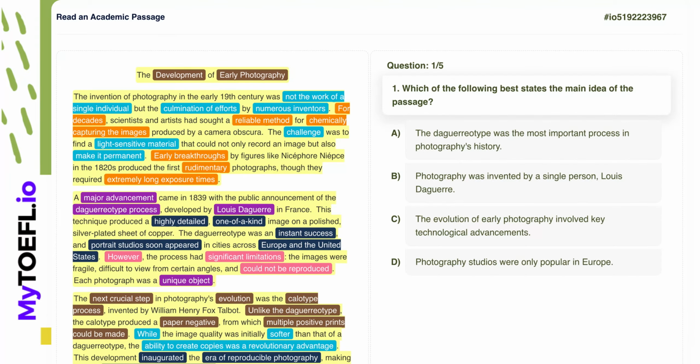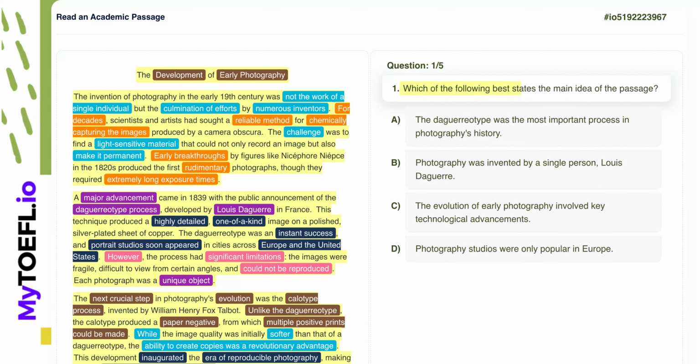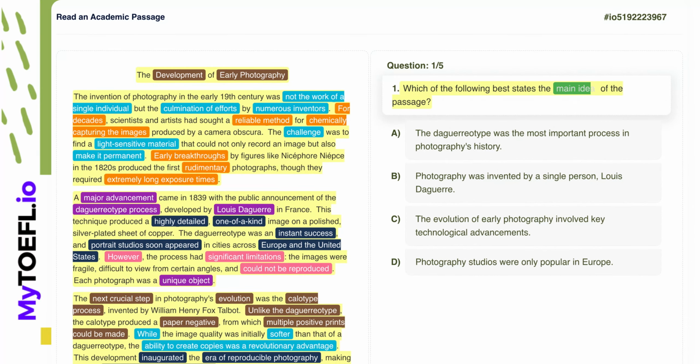All right, we've carefully read and analyzed the passage. Now let's tackle our first question. This one asks us to find the main idea of the entire passage. Which of the following best states the main idea of the passage? This is a classic TOEFL question. It's asking for the main idea, which is the central point or overall message of the text. We need to find the option that summarizes the entire passage, not just one part of it.